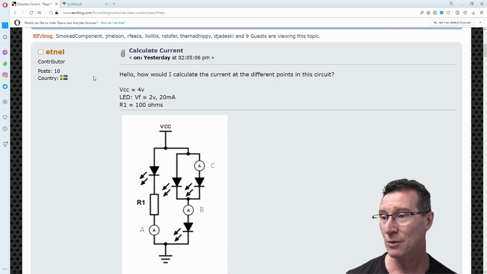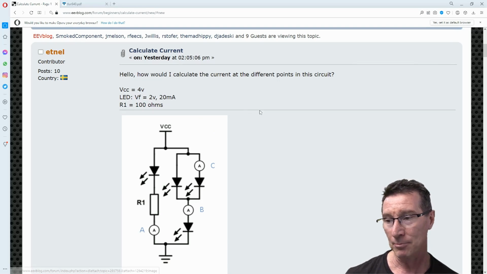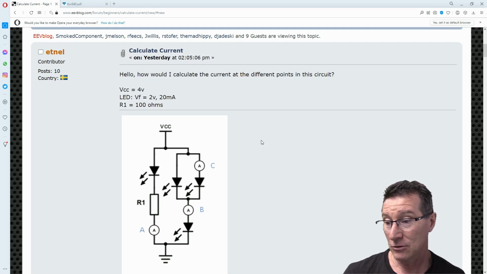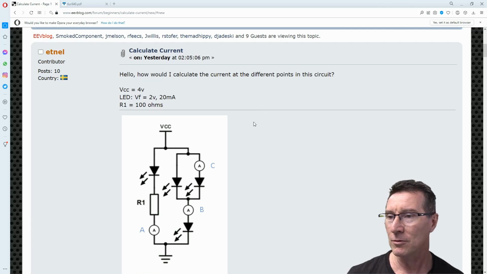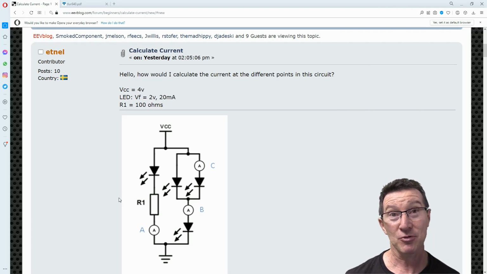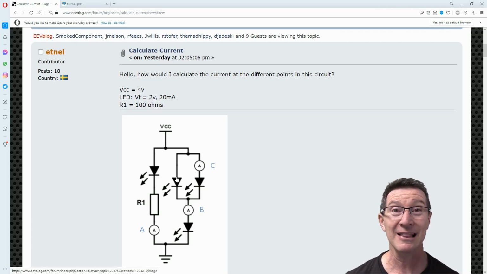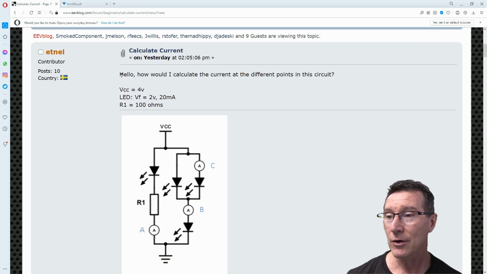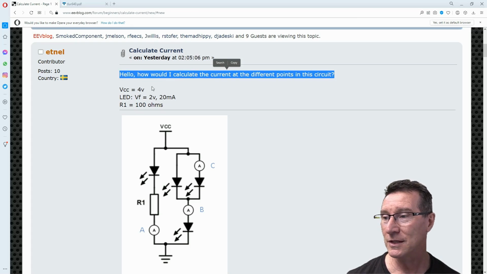Hi to all my Swedish viewers, and I presume Etmel is doing some sort of course on electronics, and this looks like some sort of exam question. I don't think they've put more details in here. Anyway, seems pretty simple. It's got 4 LEDs in here, or LEDs for those who don't like me calling it LEDs. It's just LED. It's easier. Hello. How would I calculate the current at the different points in this circuit?